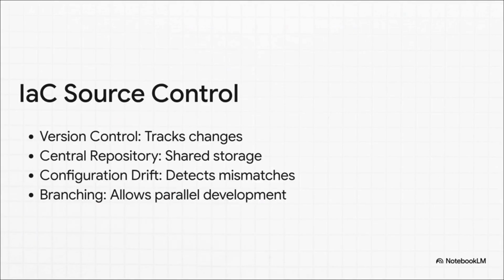And the cool part is, when you start treating your network like code, you get to use all the same awesome tools that software developers have been using for years. You get version control so you can track every single change and roll back if something breaks. You get configuration drift detection, which spots when a device has been changed manually and is out of sync. And you can create safe branches to test new things without breaking the main network. This just brings a whole new level of discipline and safety to network management.